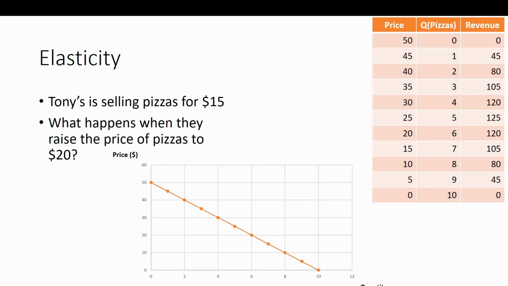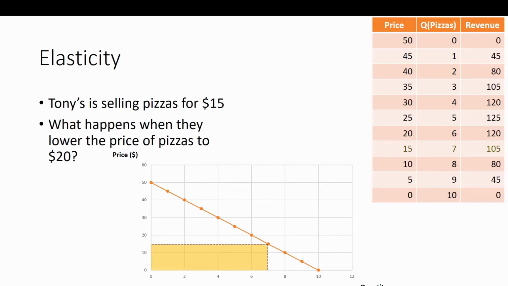Okay, so let's make another example. Same thing, Tony's Pizza. Tony is selling pizza for $15 this time instead of $45. What happens if he raises the price of pizza to $20? Right, so here we have at $15, we're going to sell 7 pizzas. We can also see that over here on our demand schedule. Our revenue is going to be $105. If we raise the price to $20, we're going to sell 6 pizzas, and our revenue is going to be $120.